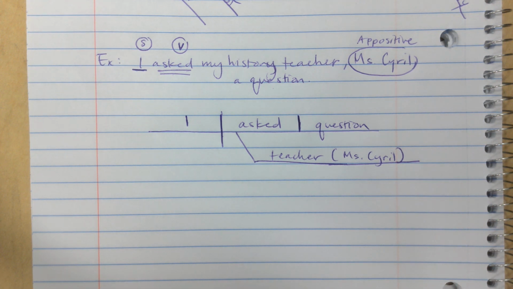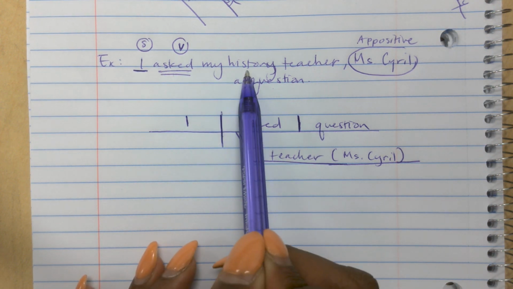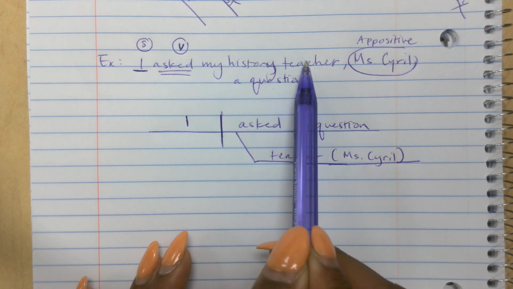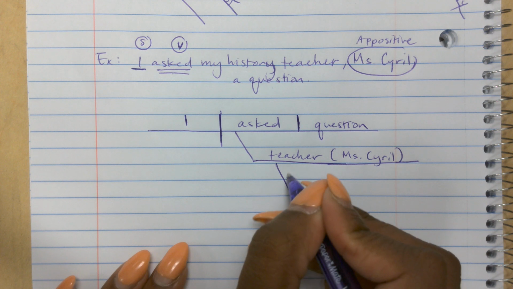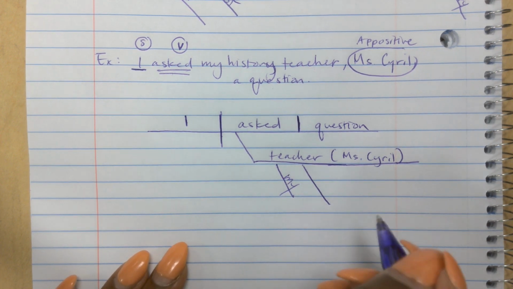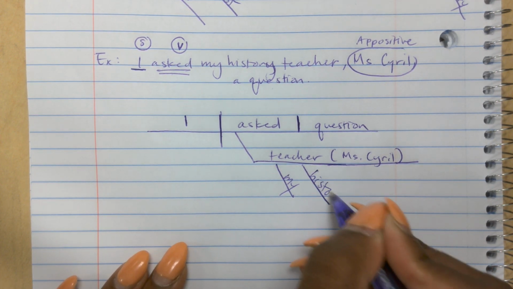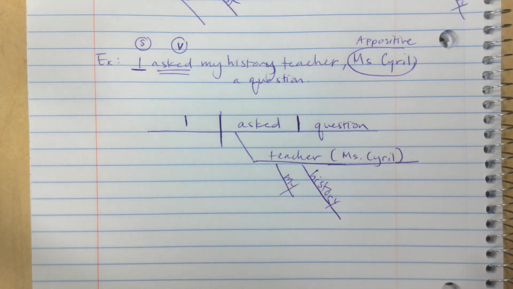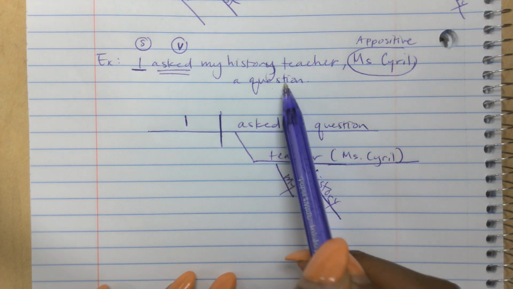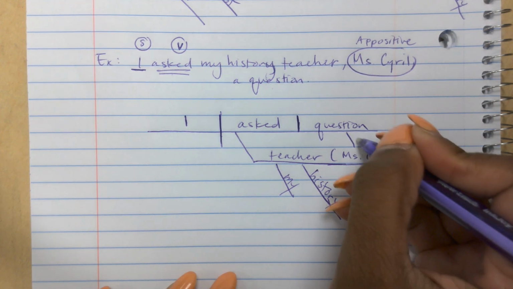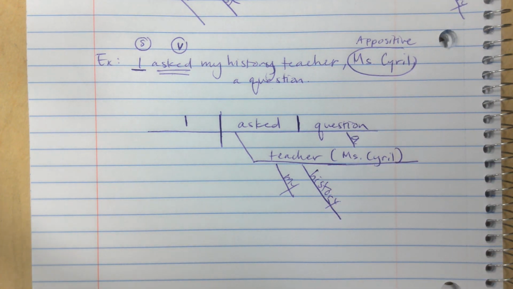Awesome. Now I just have a few words left. What about my and history? What do those modify? Yeah, they modify the teacher. Whose teacher? My teacher. What kind of teacher? A history teacher. All right, now what about A? Where do I put A? Yes, it goes below question. A tells me which question. A question.